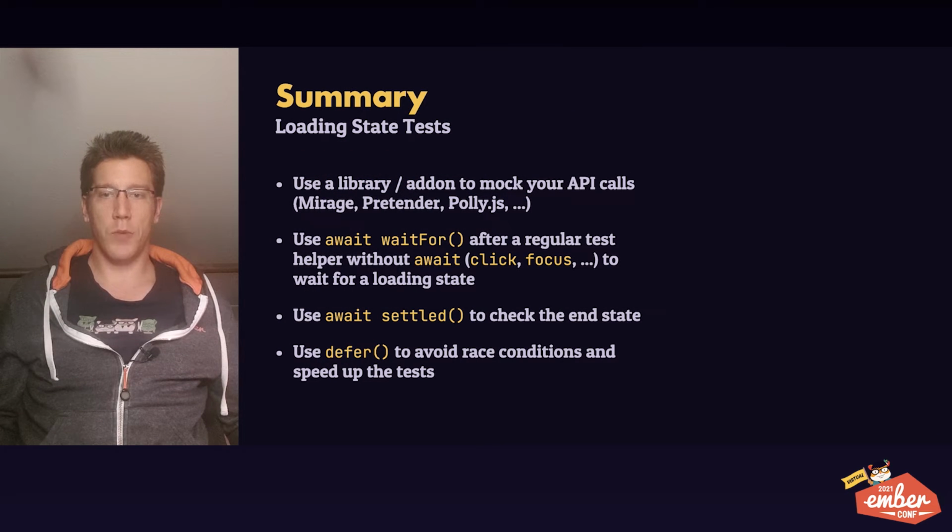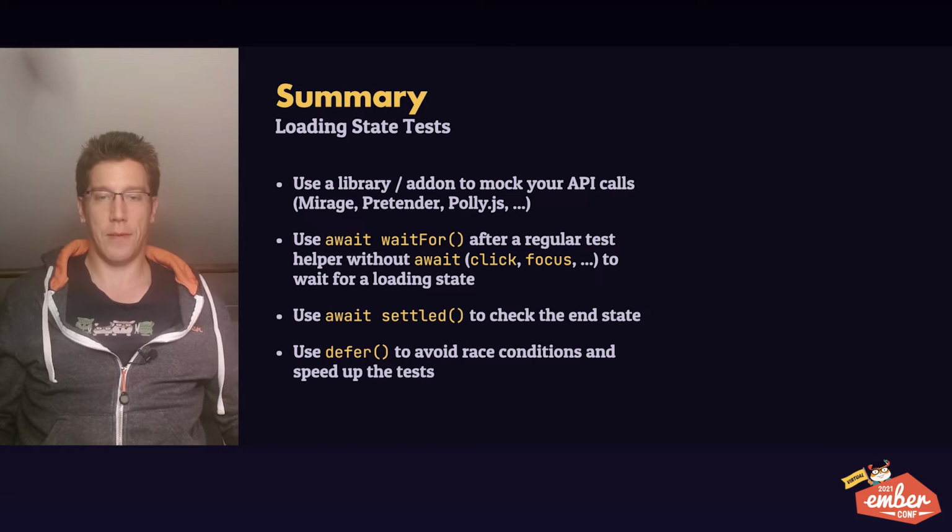Let's summarize this first part of the talk. First, make sure to use a library or an add-on to mock your API calls. When testing loading states, make use of the waitFor test helper and remove the await in front of the regular test helper. Use await settled to also check that loading states are reset correctly. And finally, use the defer function to avoid race conditions and to speed up your tests.